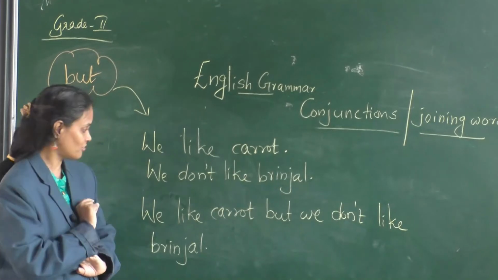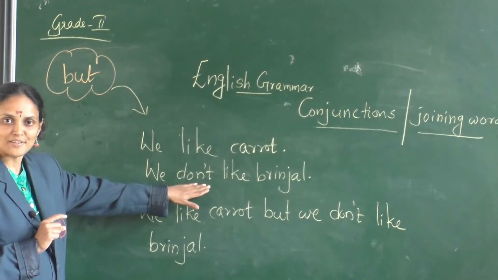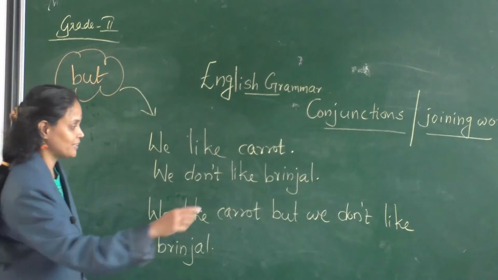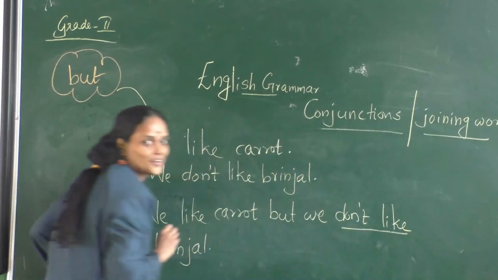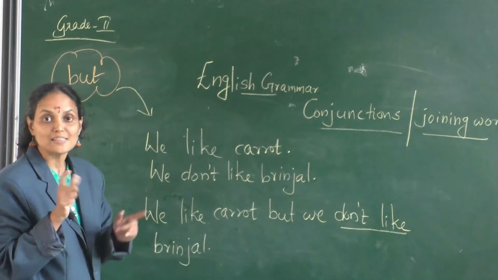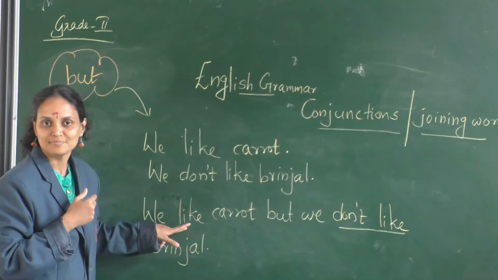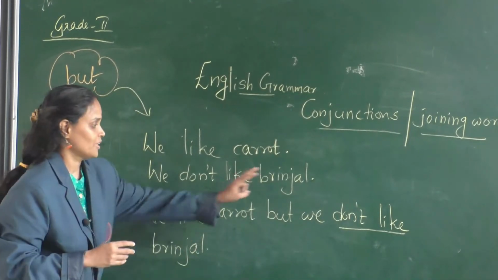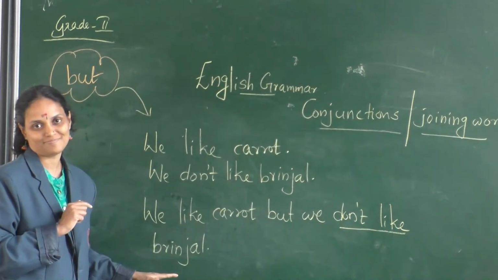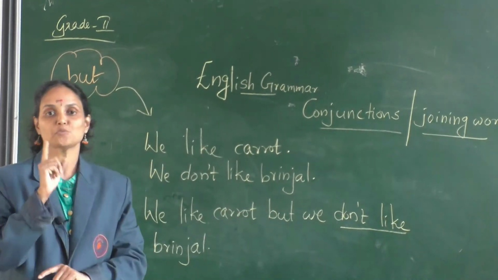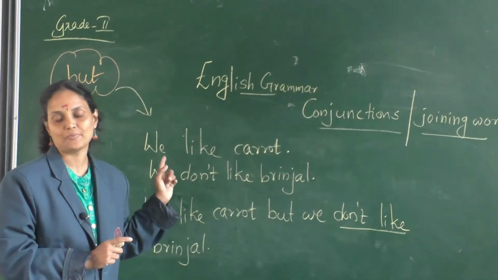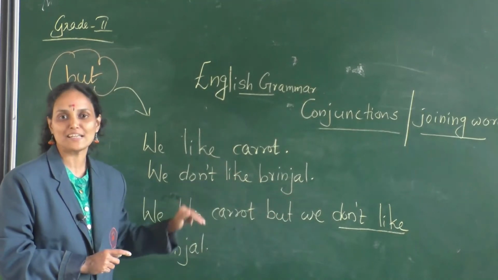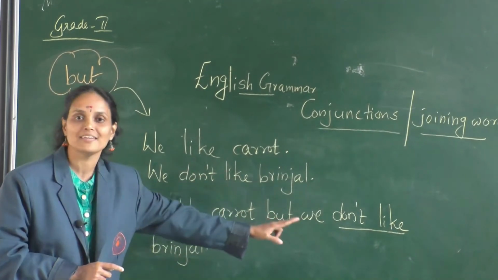Have you observed one more thing over here? Look at the first part. We like carrot. Look at the second part. We don't like. Don't like is the opposite of the word like. Am I right? Just opposite. We like carrot and the opposite is we don't like brinjal. So, this is another main point to bear in mind. The conjunction but is used to combine two opposite sentences or two opposite ideas.